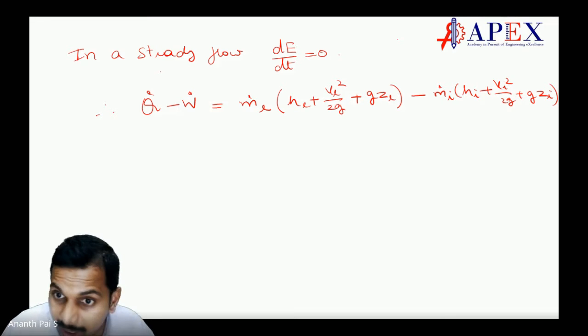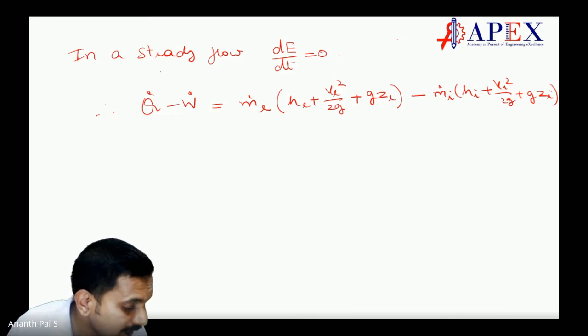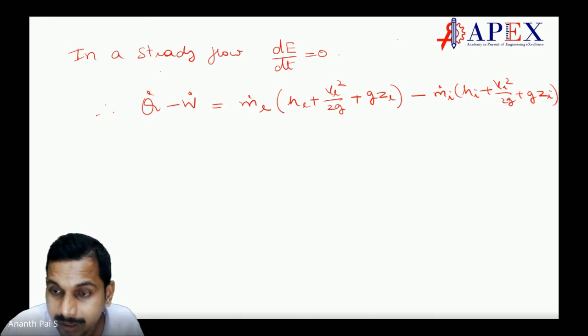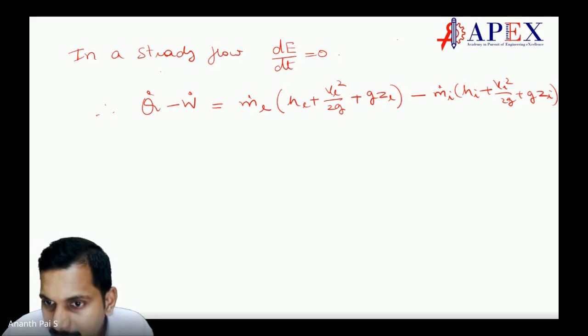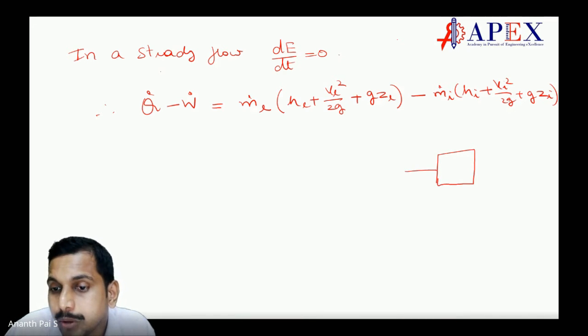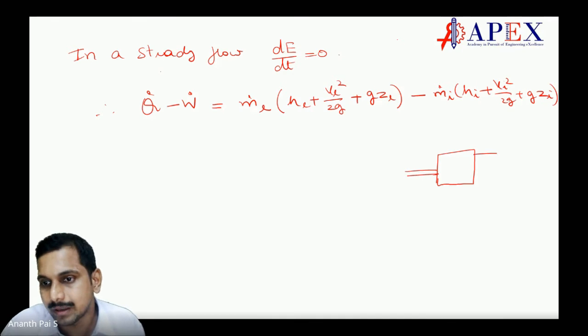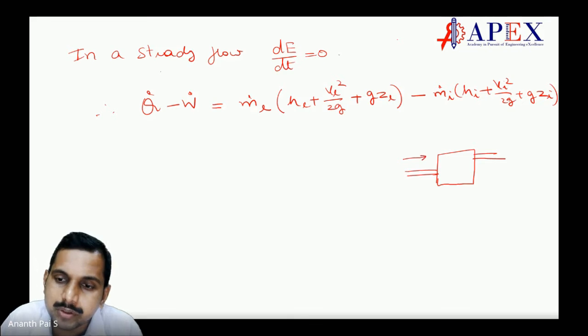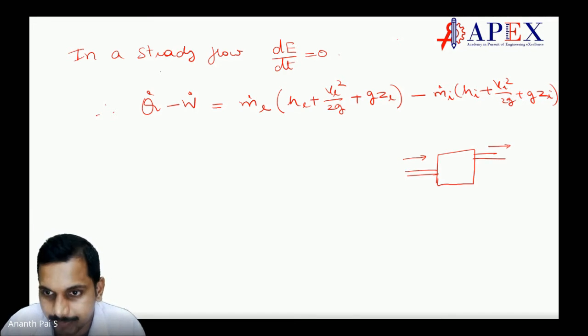Make sense? Now, why in steady flow we have dE by dt equal to 0 is the question you may ask. The reason is that when there is steady flow, there cannot be accumulation of energy. Why? Because if there is an accumulation of energy, whatever energy is going in is different from what is going out. In the sense, not like that.